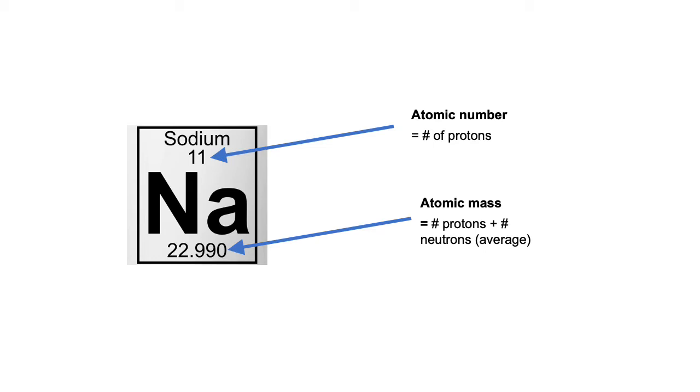And the atomic mass here of 22.99, you can see it's really close to 23. So the vast majority, apparently, of sodium atoms have 11 protons and 12 neutrons, and so they have a mass of 23 Daltons. But there are going to be some that have slightly more neutrons or slightly fewer neutrons. And so when you take the average mass out of all of the atoms of sodium, you're going to get 22.990, which is just slightly less than 23.